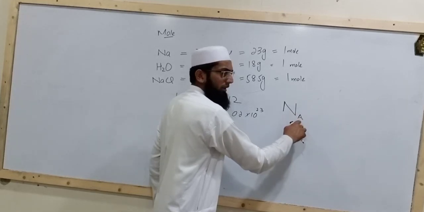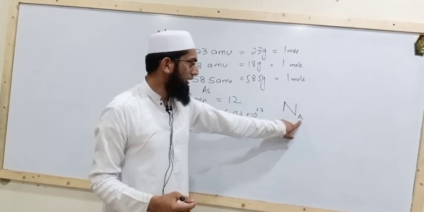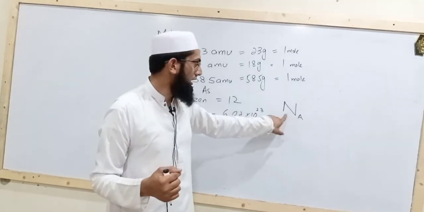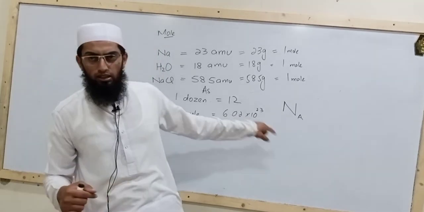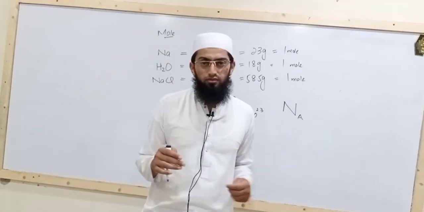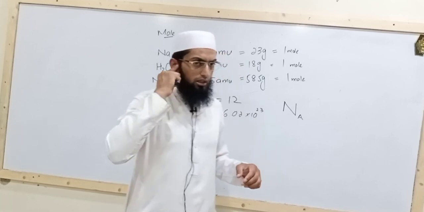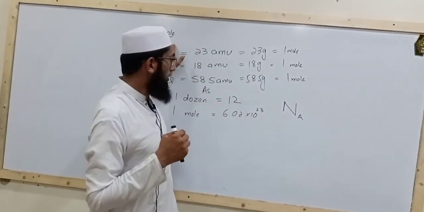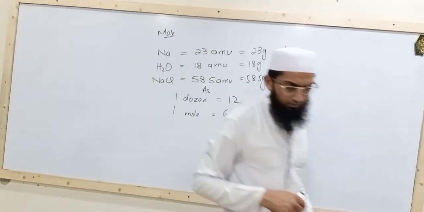Okay, if we write a small a here, it means sodium, but this capital A is for Avogadro's number. So it is equal to 6.02 multiplied by 10 raised to 23. It's a huge amount. Okay, I think that's enough to know about moles and Avogadro's number.